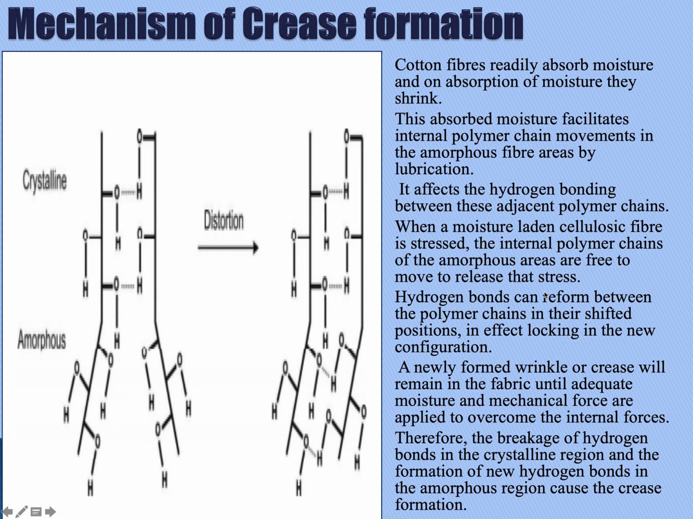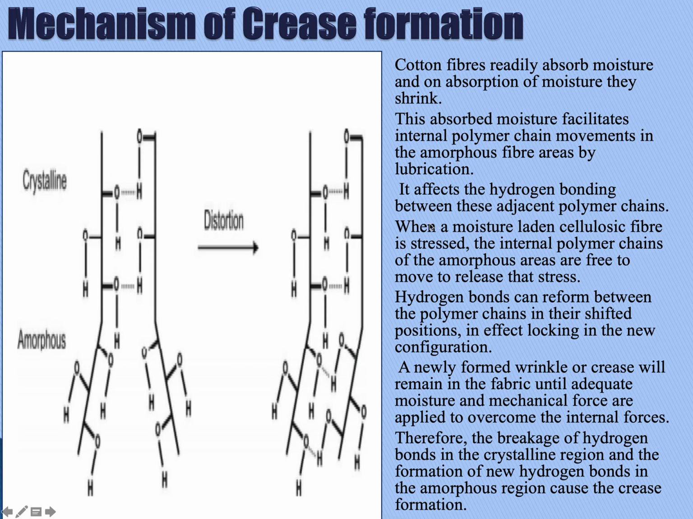When some external mechanical force is applied, for example, when that fabric is pressed, so you are applying mechanical force, heat and pressure. In that case, these bonds can get reformed, they can get broken to release the stress which is being exerted because of the external force. So the hydrogen bonds can reform between the polymer chains in their shifted position, in effect locking in the new configuration. So a newly formed wrinkle or a crease will remain in the fabric until adequate moisture and mechanical force are applied to overcome the internal forces.